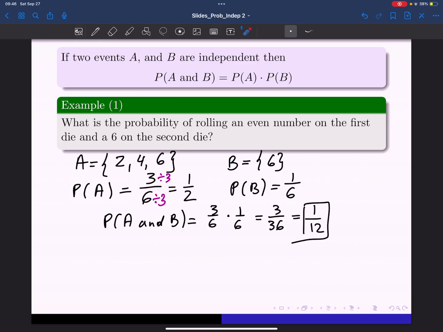We also could list all possible outcomes for rolling two dice. We know that the total number of outcomes for rolling two dice is 36, if we remember putting this in the chart. And then if we roll an even number and a 6, we're going to have only 3 possible outcomes. So that should also perfectly make sense. Now we can use them as independent events and use this formula.